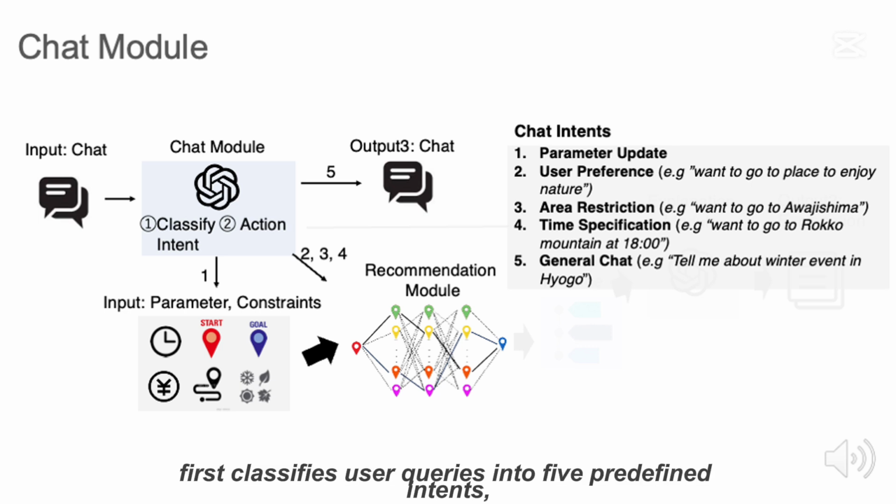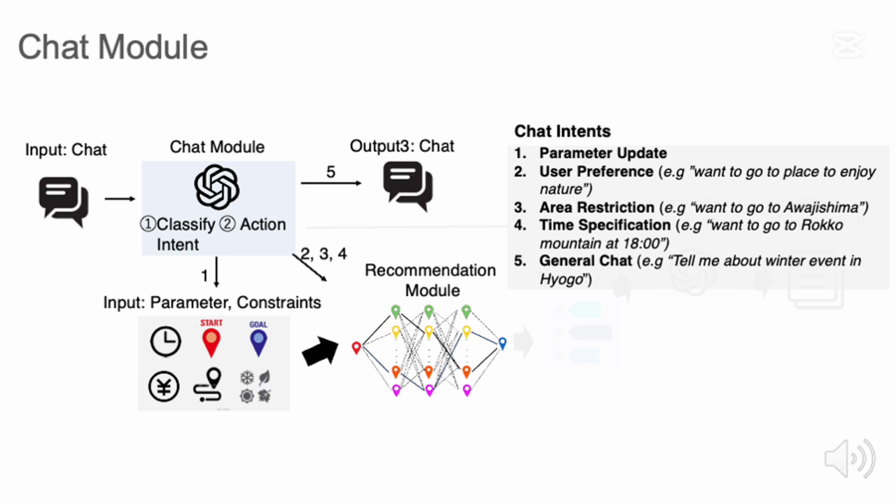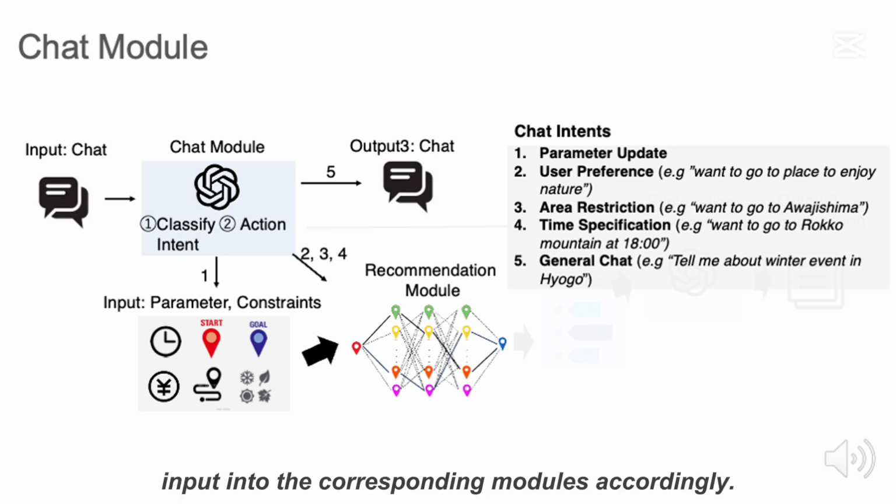The chat module first classifies user queries into 5 predefined intents: parameter update, user preference, area restriction, time specification, and general chat. The first intent has an input into the corresponding modules accordingly.